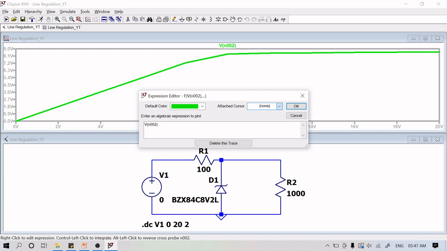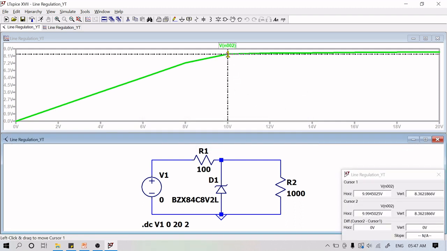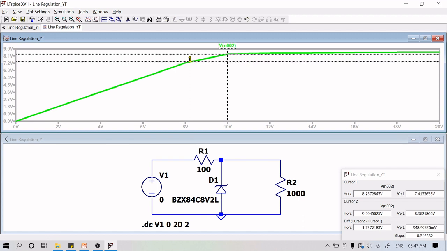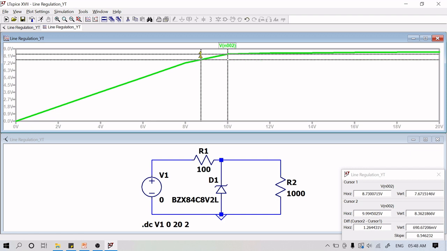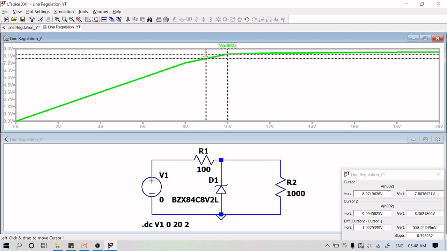So I will be taking two cursors here. One here, exactly at 9, I think, and the other approximately at 10. So here you want to measure the change. This is your input part which you are varying, and this is your output change in voltage, a little variation. So that we try to measure the regulation part, that is the line regulation.